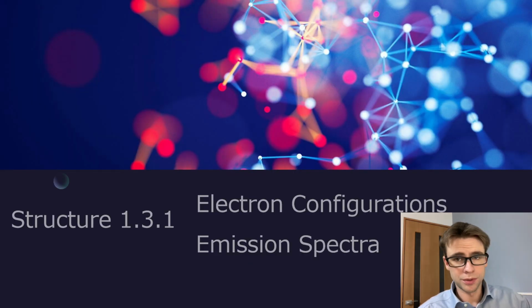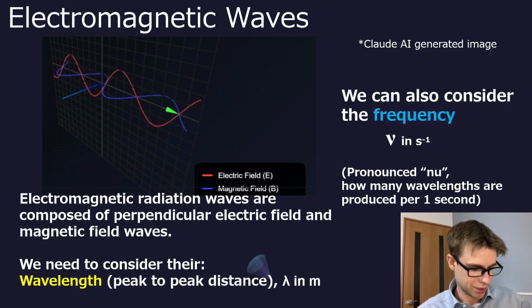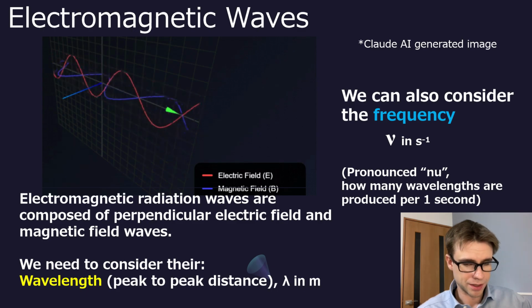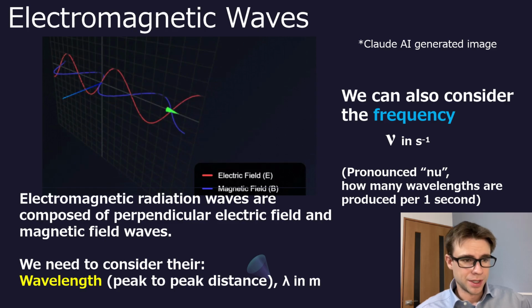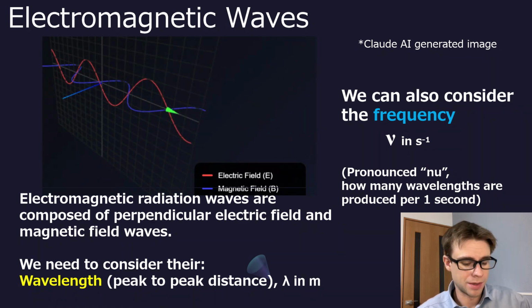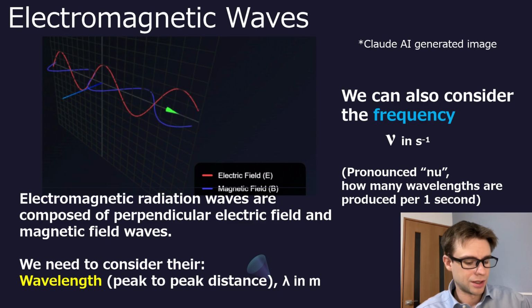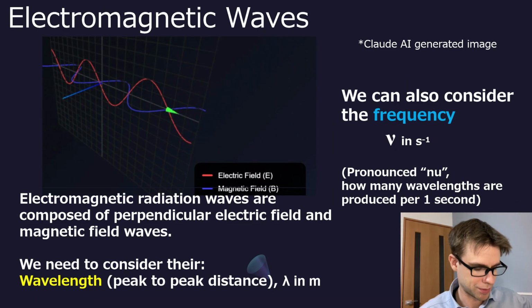So start with 1.3.1, electron configurations, emission spectra. Alright, so first thing we need to know is what are electromagnetic waves? And again, this will make a lot more sense to you after you've studied waves in physics, if you're in that class, or trigonometric functions in mathematics class. But for now, I'm just going to give you the basic idea of what waves, and specifically electromagnetic waves, are.